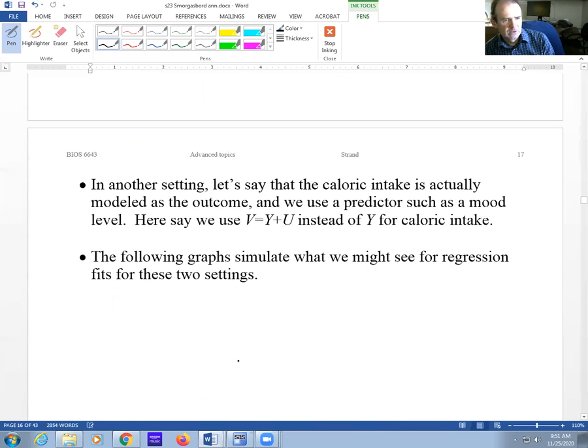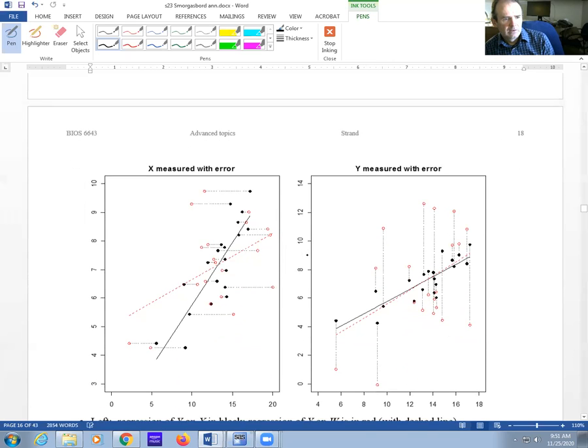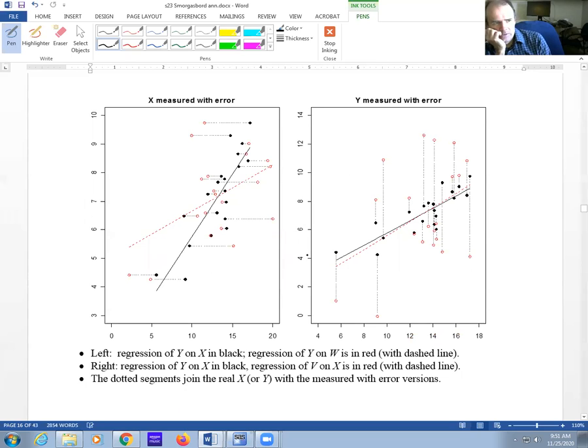And then let's say in another situation, instead of changing X, we change Y. So let's say that we have calorie intake as the outcome, and our predictor in that case is mood level. So we're using a new version of the outcome rather than Y. So we have two situations, one where X has error in it, and one where Y has error in it. What's going to happen for the regressions in those two cases?